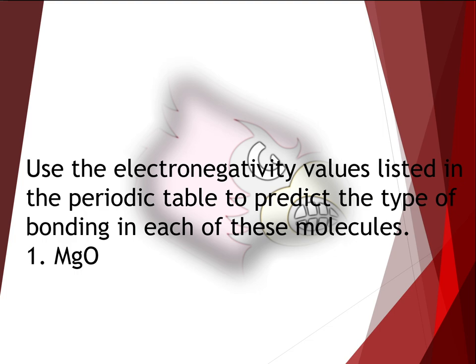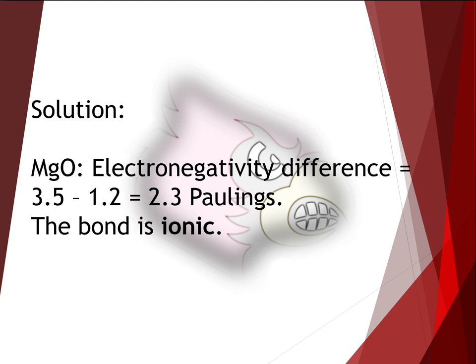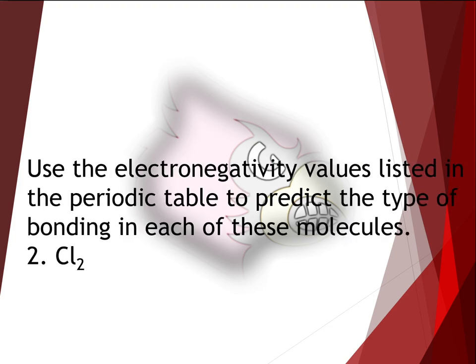Number 1, magnesium oxide, MgO. Once I access these electronegativity values, I see that magnesium has a value of 1.2 and oxygen has a value of 3.5. The difference between these is 2.3 Paulings. Therefore, this bond is ionic.